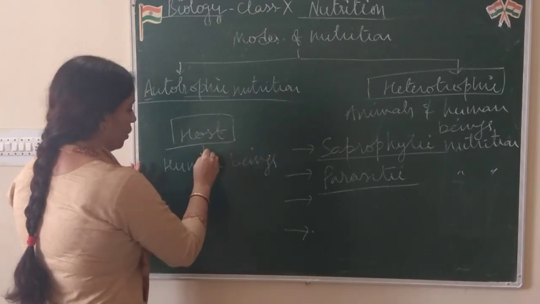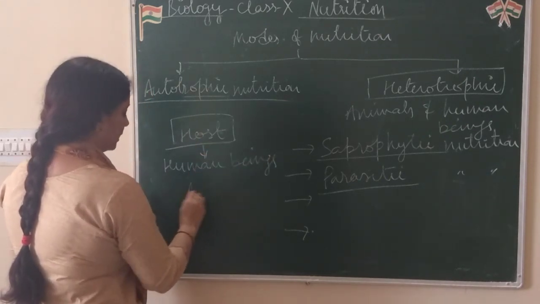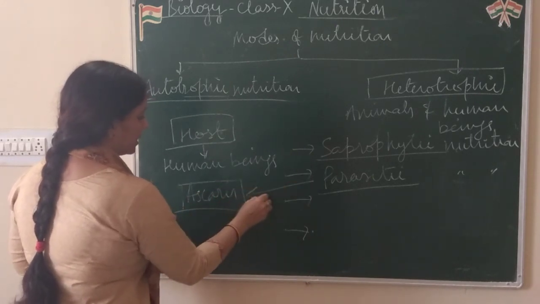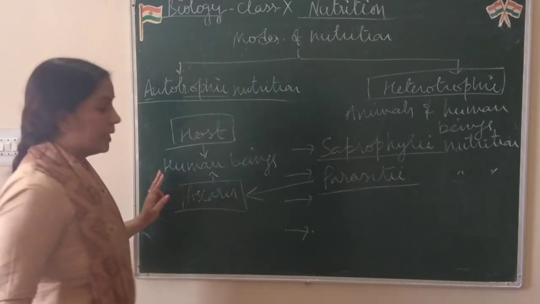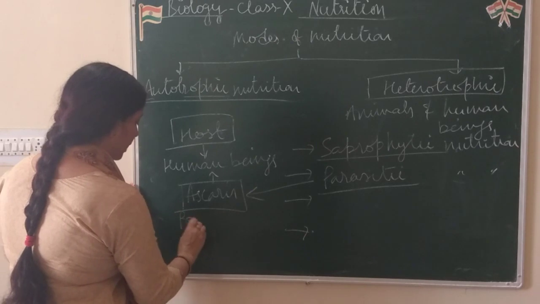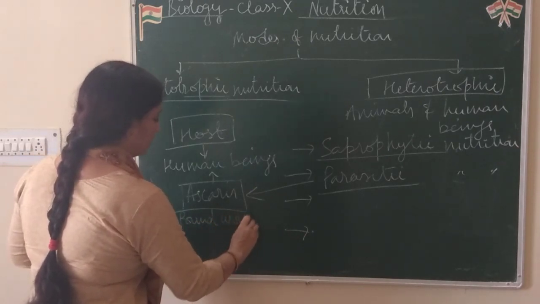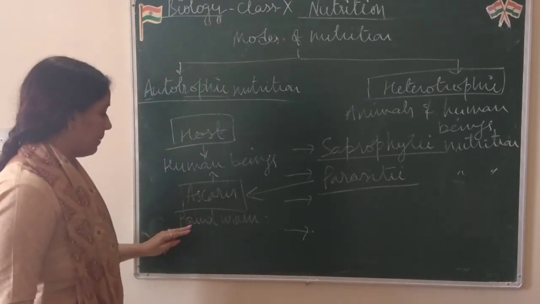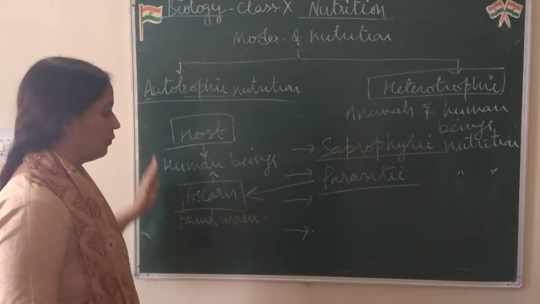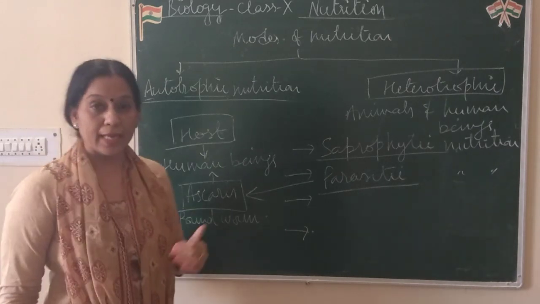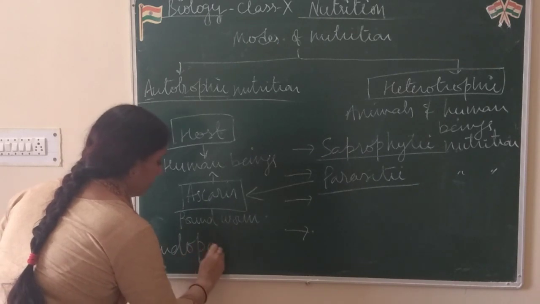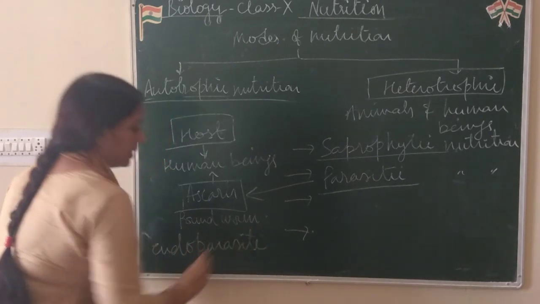Human beings are host for a parasite that is called Ascaris. What is Ascaris? Ascaris is a parasite and it lives in the intestine of human beings and derives food. Ascaris is commonly called roundworm. Roundworm is a parasite. It lives in the intestine of human beings and human being is a host for Ascaris. Because it is living inside the body, it is called endoparasite. Parasites are of two types.